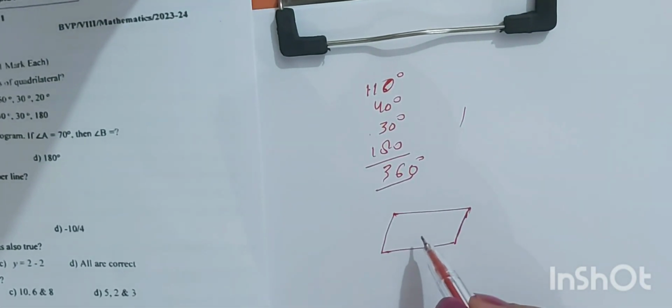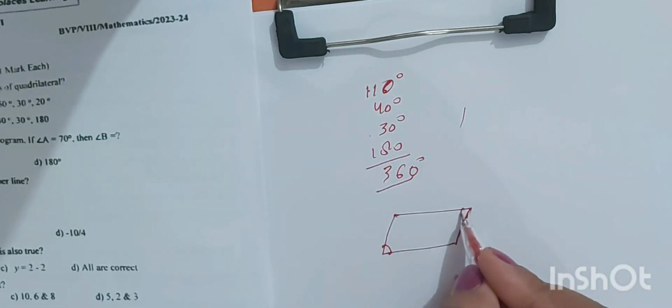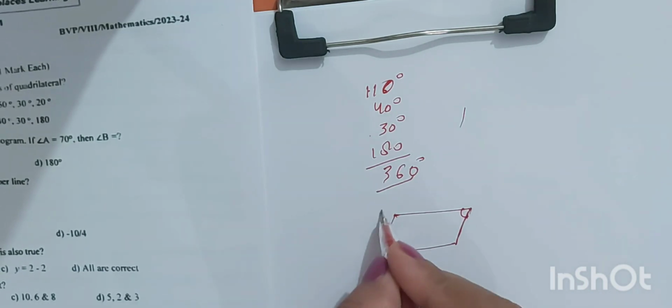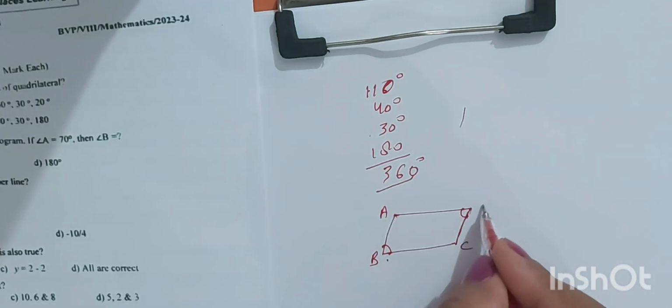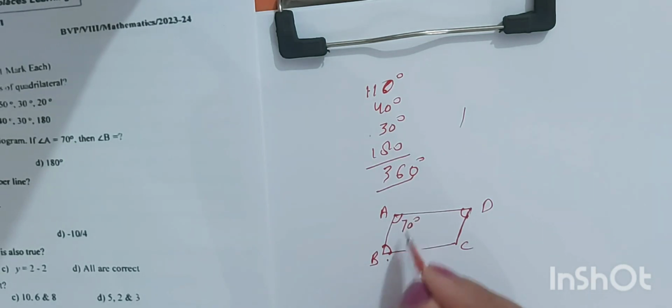What is the relation between angles of a parallelogram? Opposite angles of a parallelogram are equal. So A, B, C and D is a parallelogram. In this, A and B are adjacent angles, this and this. Angle A is 70 degrees and you need to find out angle B.